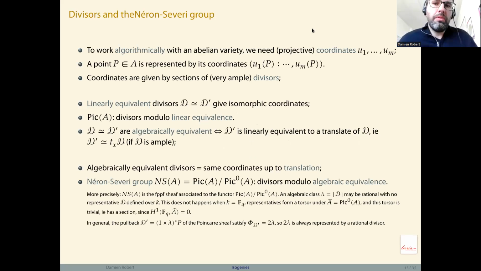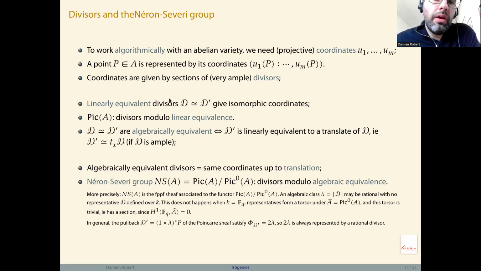Okay, so more precisely, to work algorithmically with an abelian variety, we need projective coordinates like U1, ..., UM, and the point P will be represented by its coordinates. And as you all know, coordinates on an algebraic variety are given by sections of a divisor. So you take a divisor, you take global sections, and if your divisor is sufficiently nice, like very ample, you get enough coordinates to represent points on your variety.